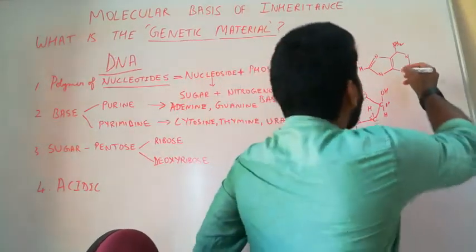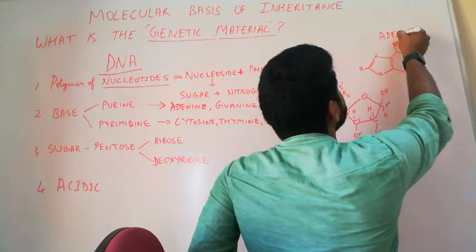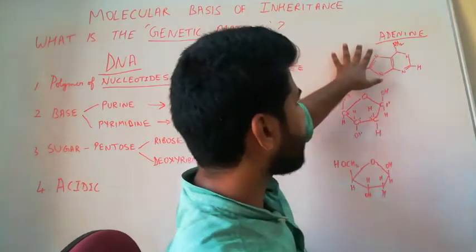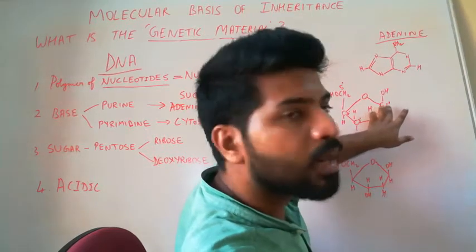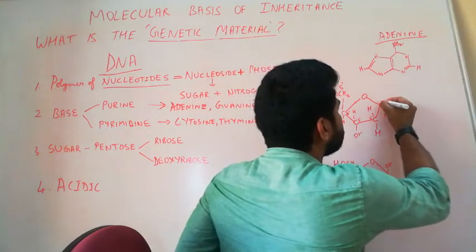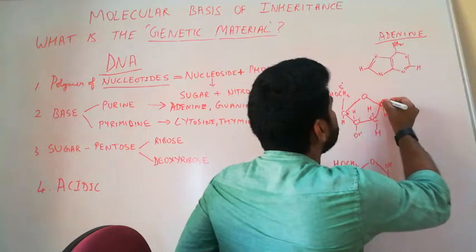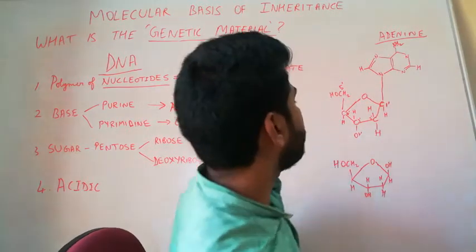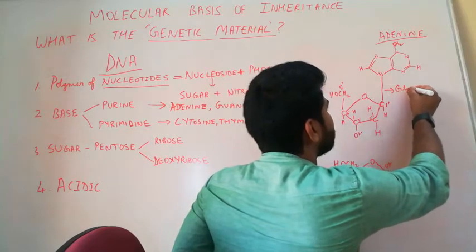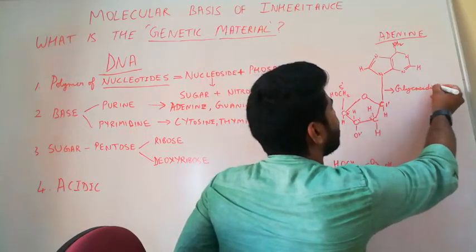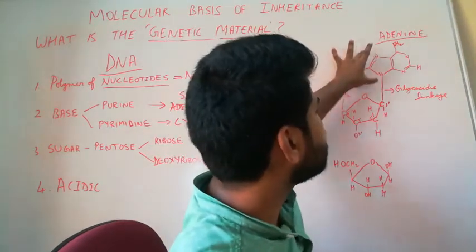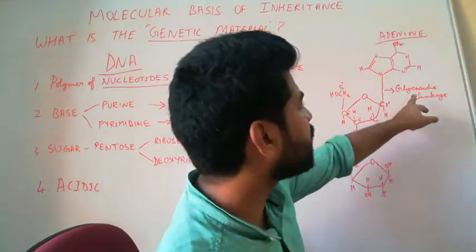So here we have drawn one such nitrogenous base. This is our adenine, a double ringed purine structure. This nitrogenous base is attached to the first carbon of sugar. So this is a condensation reaction, and this is attached to the nitrogen. This linkage is called a glycosidic linkage or a glycosidic bond, by which a nitrogenous base is attached to a sugar molecule.